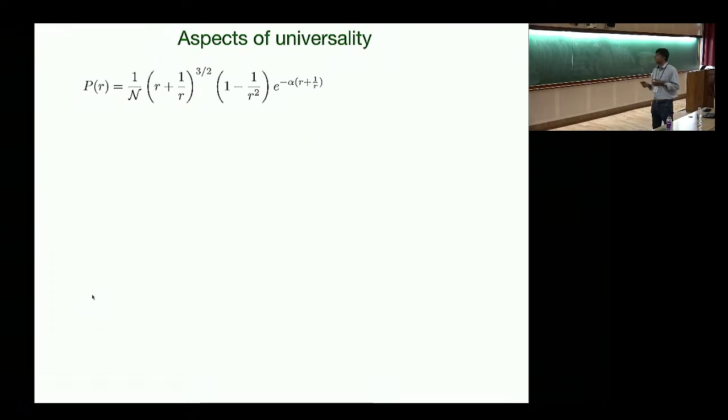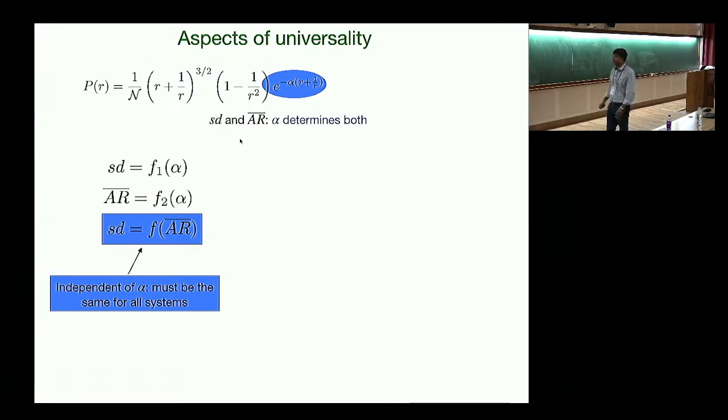Now, there is another aspect which is actually universal, and this comes because all system-specific parameters get clubbed into one particular parameter, alpha. So when one gets the standard deviation and average aspect ratio, I can formally write the standard deviation as a function of alpha, and the average aspect ratio as another function of alpha. Now I can eliminate alpha from these two equations, and this relation, standard deviation as a function of average aspect ratio, becomes independent of any system-specific parameters. So therefore, it must be the same for all systems.